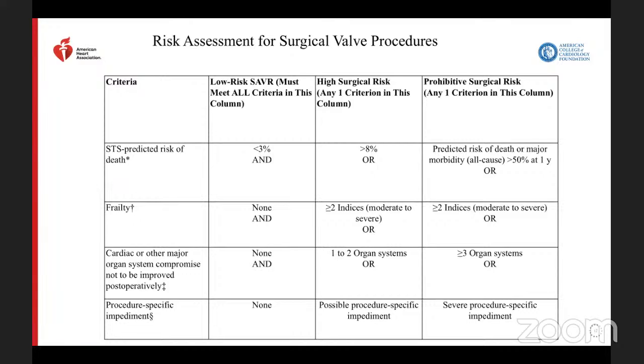For prohibitive surgical risk, also he has to have 1 criterion. It's either STS risk score of more than 50% at 1 year, or he has moderate to severe frailty score, or he has more than 3 organ system dysfunction, or he has severe procedure-specific impediment.